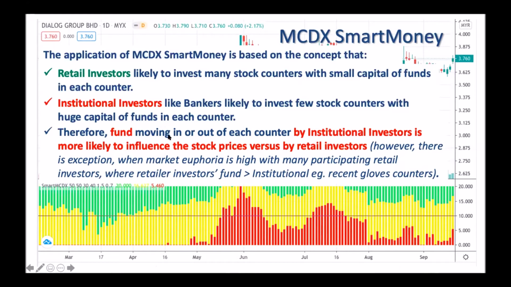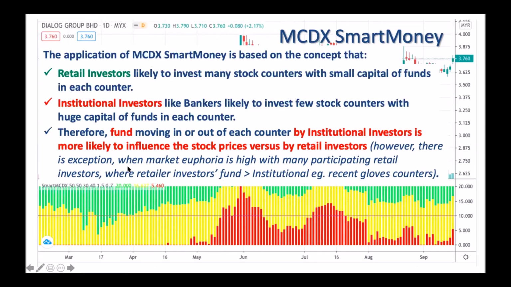Because the fund movement by institutional investors is more likely to influence the stock prices than that of retail investors. Each time they come out from one stock, like Top Glove, there's a big, huge capital moving out of the stock, so it's more likely the price will go down. Okay. However, there's one thing very funny in Malaysia, KLSE.